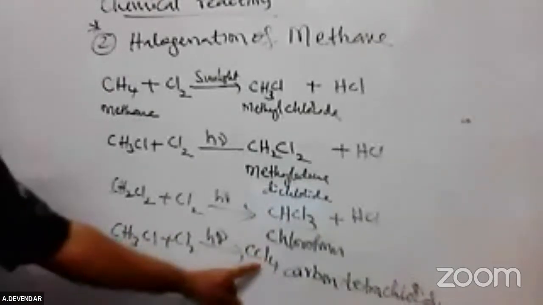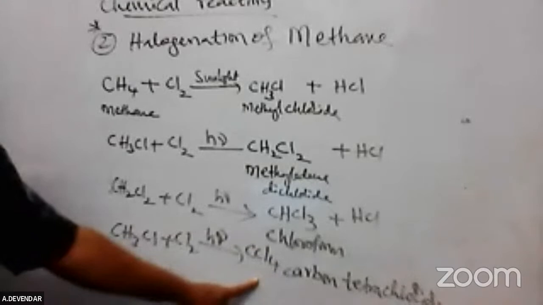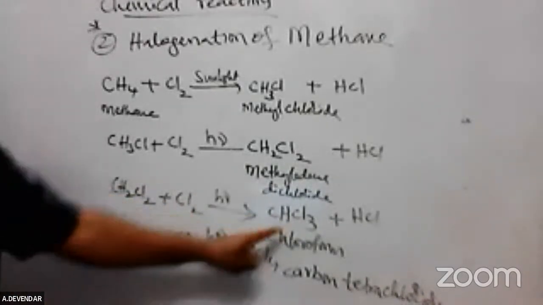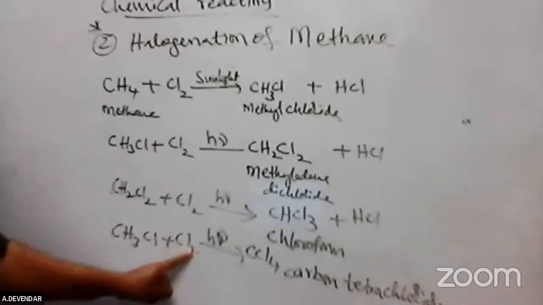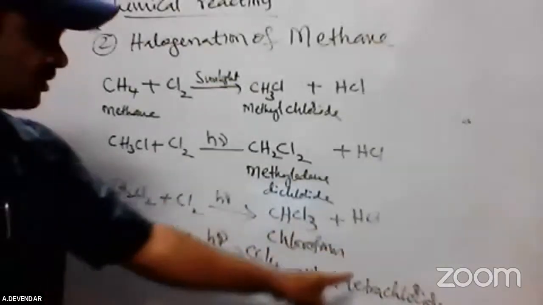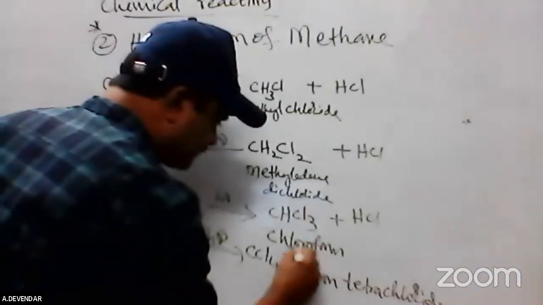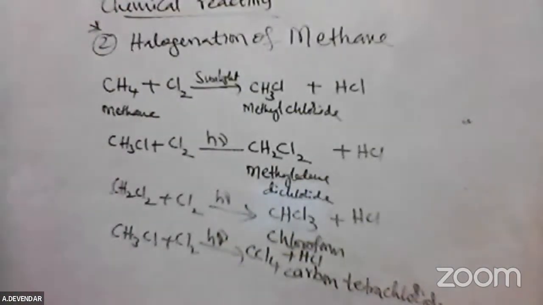See, CCl4 does not have any hydrogen, so the reaction will be stopped. Before that, chloroform has one hydrogen, so it is easily removed by means of one Cl. HCl is removed. Here also you are removing one HCl, getting carbon tetrachloride and HCl.